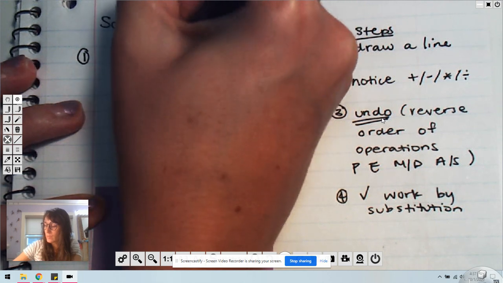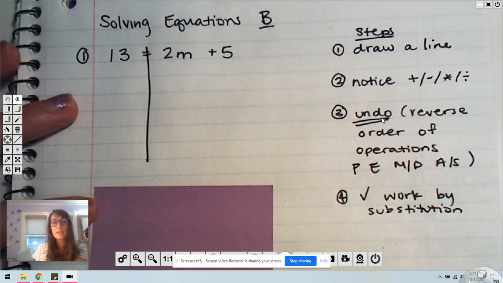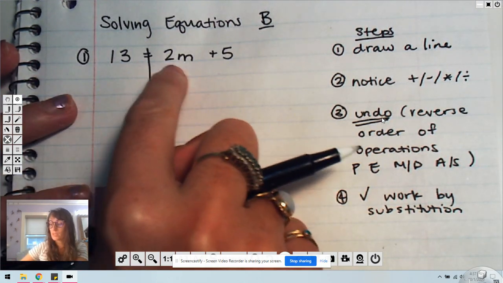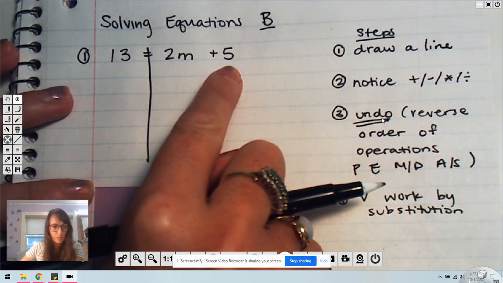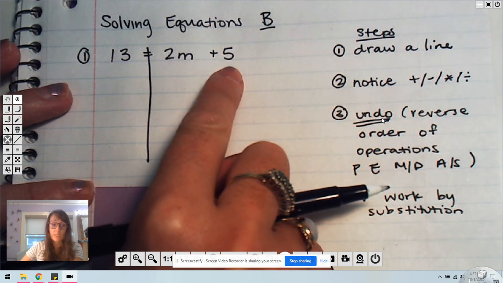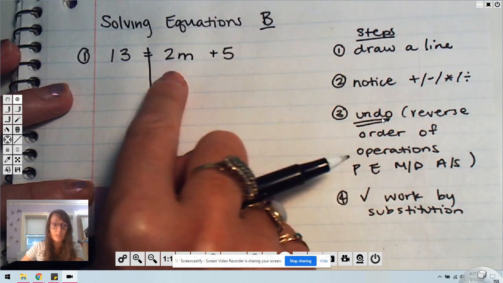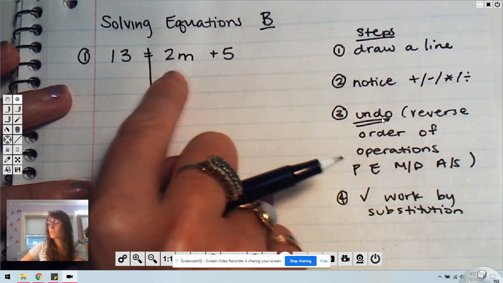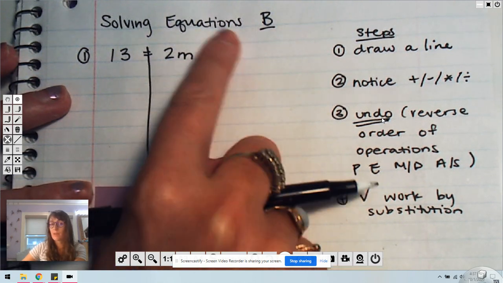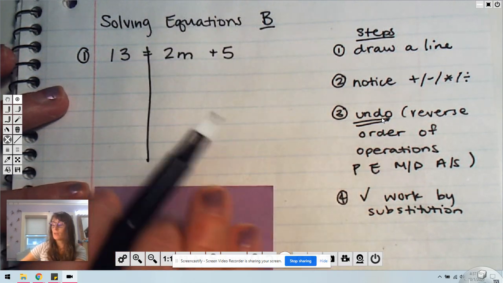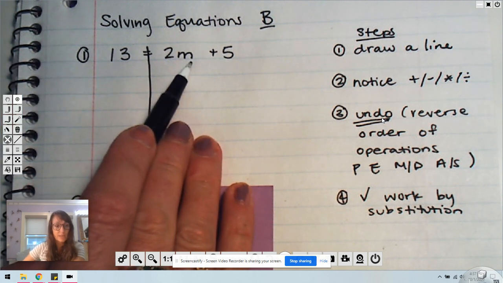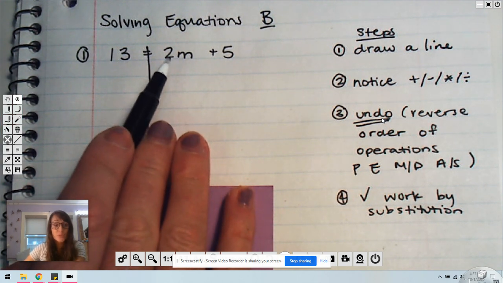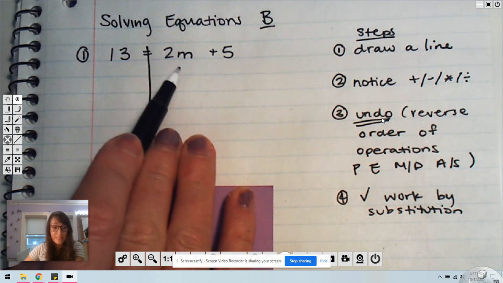So once I draw my line down my equal sign, I know I need to focus my attention on the side with the variable, which means I'm looking at this side. And things look a little bit more complicated here because we're not just dealing with one number, we have two numbers in this problem. So the first thing I'm going to do is notice. I notice that we have an addition by 5. I also notice that we have this 2m. Whenever you have a number and a variable next to each other like this, it actually means 2 times m.